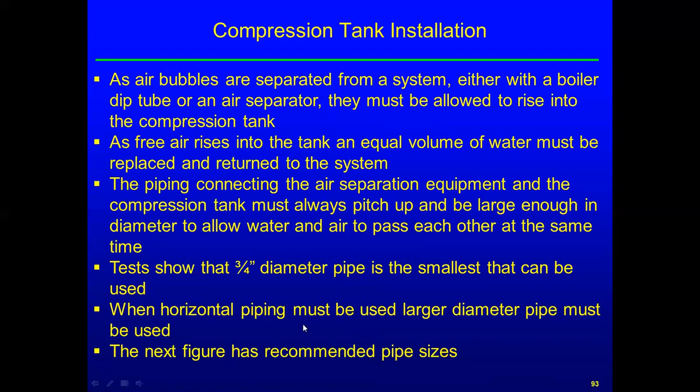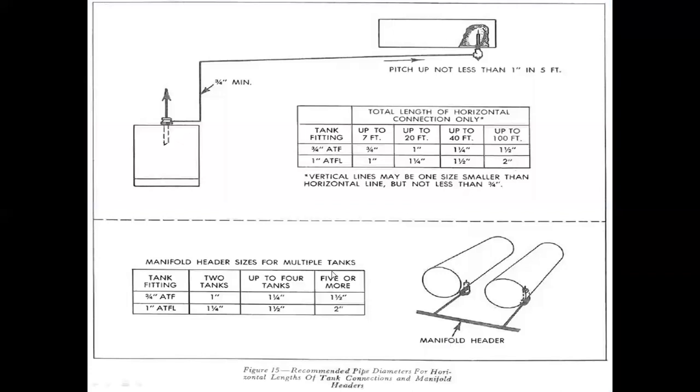When horizontal piping must be used, we must increase the diameter of the pipe, and the next figure has recommended pipe sizes. So we can see that if we can pitch it up, you see total length of horizontal connection only, and you see the tank fitting, the 3/4 inch ATF and 1 inch ATF. And if you're going to manifold tanks together, here are some recommendations on pipe diameter.